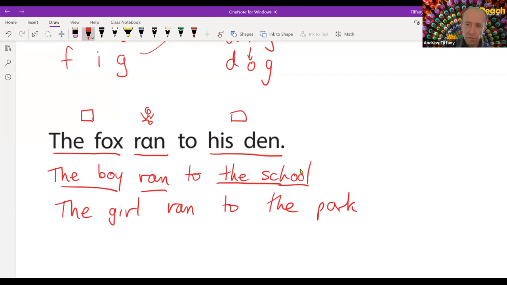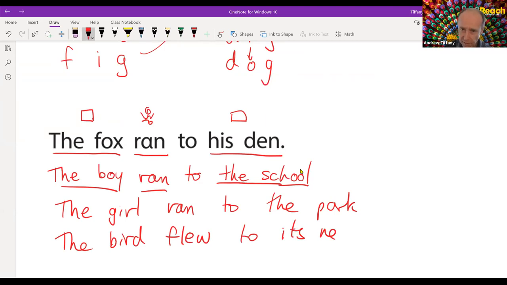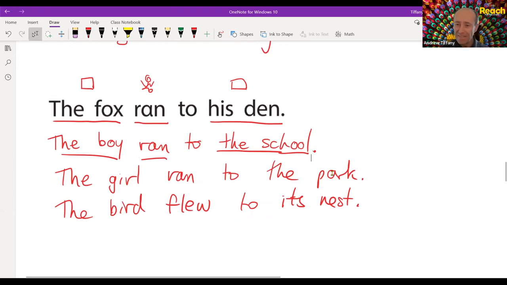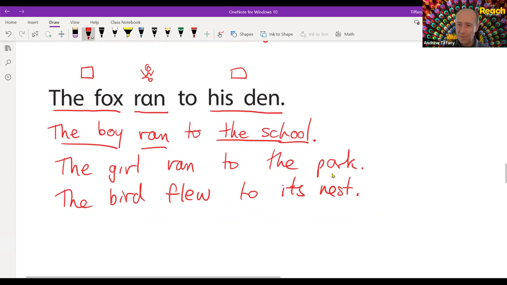Oh, very good. So the bird flew. I like that one. To its nest. Oh, we don't have that one, do we? To its nest. Very good. I didn't put my periods on. Oh, naughty teacher. Okay. Very good. Oh, Zimaniso, your son is making sentences. That's cool. Good fun, right?